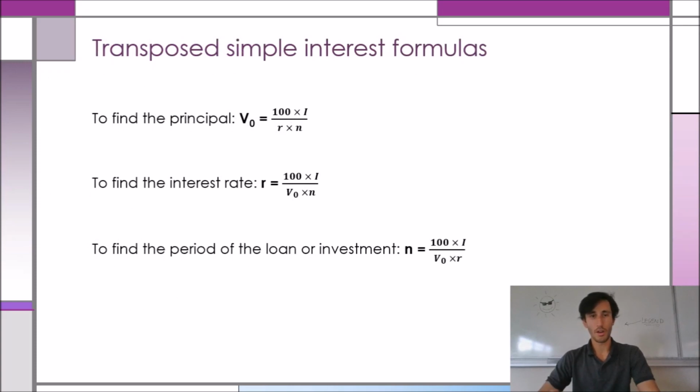Now, for you guys that aren't so confident transposing, and there's no shame in that, please write these formulas down. So if you're asked to find the principal, if you're given the interest, then write this formula. If you're asked to find the rate, then write this formula. If you're asked to find the period of a loan, then you do this formula. So it's easy as that. Write these three formulas down, if you need it, in your sheet of notes.